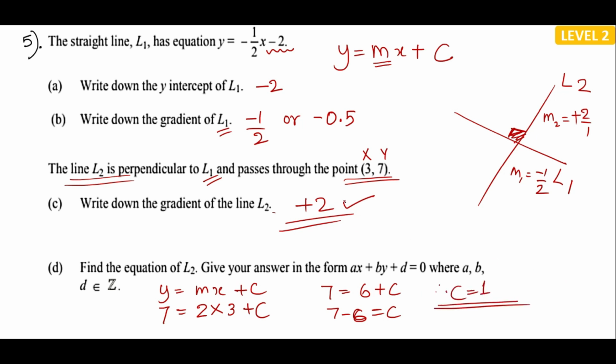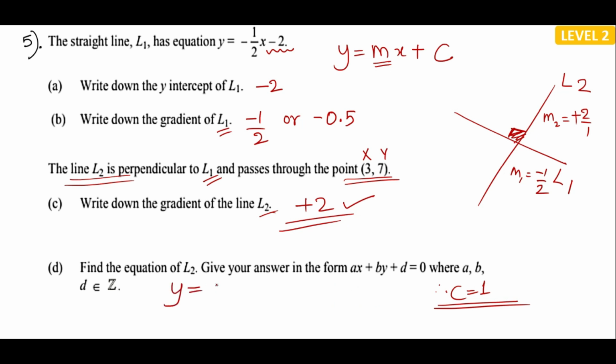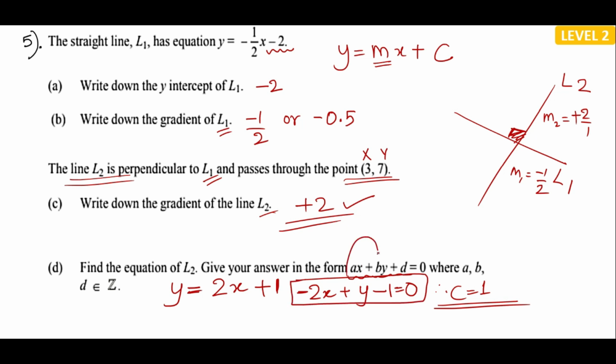So I have the two parts. I have the gradient of L2. I have the y-intercept. So let me just put them together. So y equals 2x plus 1. So this is going to be the straight line equation, but they want it in the form ax plus by plus c equal to 0. So I'll be moving all these terms to one side of the equation. So I have negative 2x plus y minus 1 equals 0. So this is of the form that they have asked for.